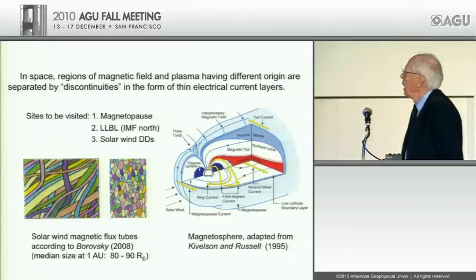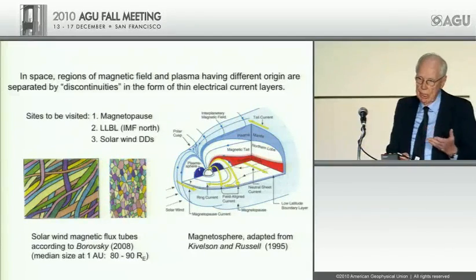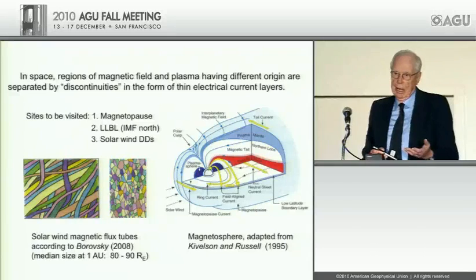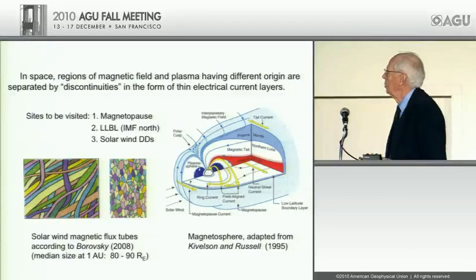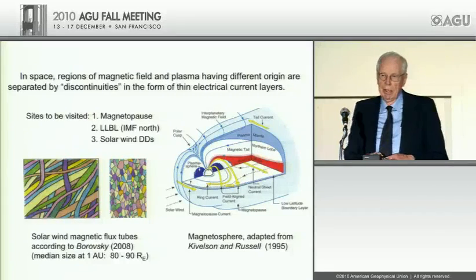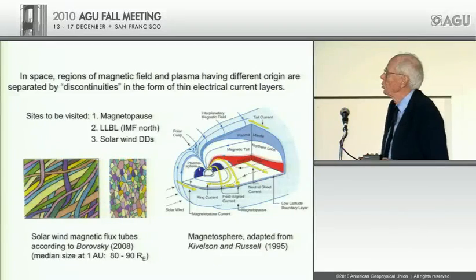Then I will make a short visit to the so-called low-latitude boundary layer, which is a layer of plasma inside the magnetopause with a substantial flow shear across it, so one might expect to see some signatures of Kelvin-Helmholtz instability there. It's a wide field, and I just have actually one slide to show there. And then I'm going out into the solar wind, not to see all of the discontinuities there, but simply to look at what we call directional discontinuities.